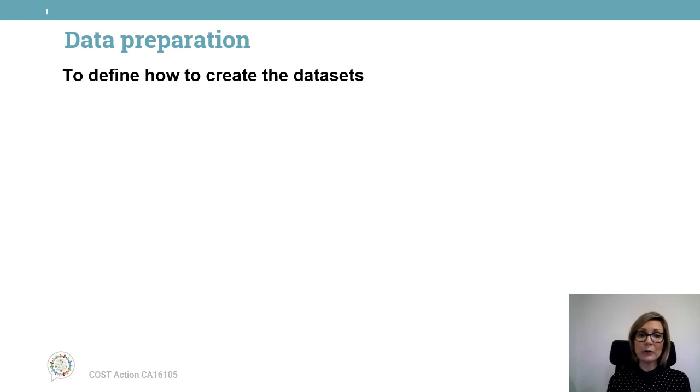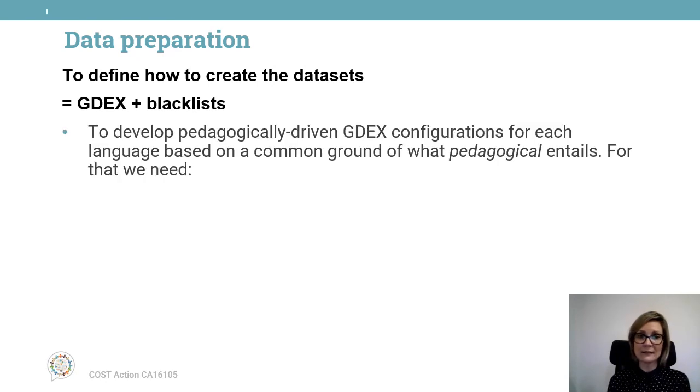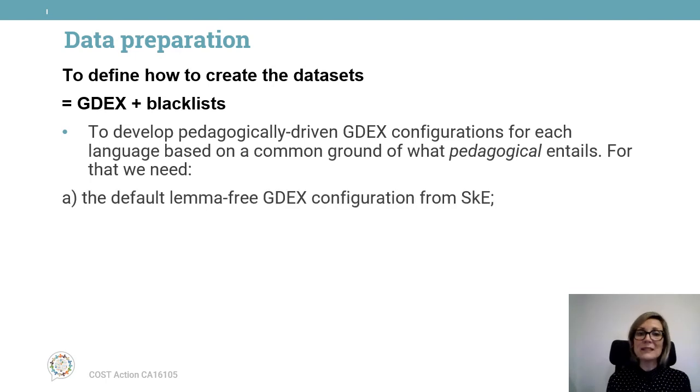So for data preparation, to define how to create data sets, we decided that we are going to use GoodX and blacklists. I'm going to show you here, since you are watching this, you can stop and read. I'm just going to go past the slides. But we decided that we need to do these other tasks. So once you have the main task, when you make a decision, there are other subtasks that need to be done.